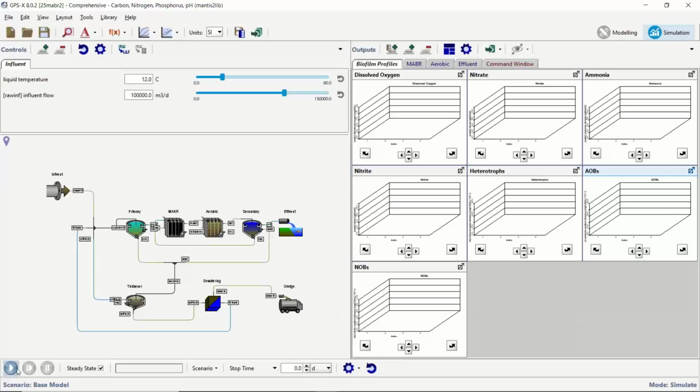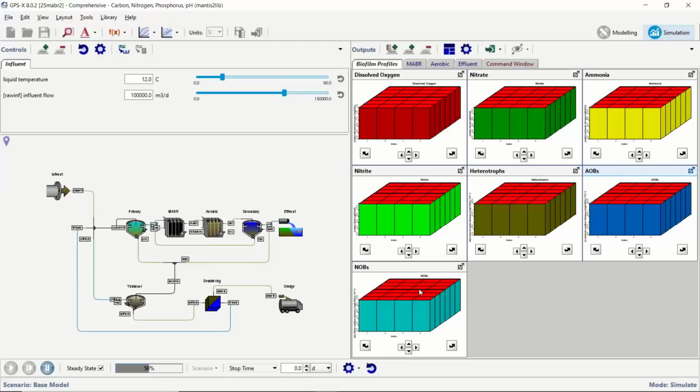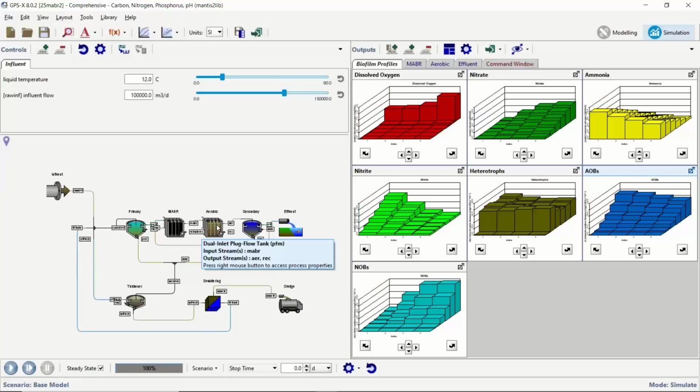And I'm going to run a steady state simulation, and we'll take a look at what's going on in this particular system. So you can see here, wastewater comes in, primary clarifier, then we've got an MABR followed by a regular aerobic tank and a secondary clarifier, and then the usual solids handling. So let's just take a look at what's going on in this MABR unit.